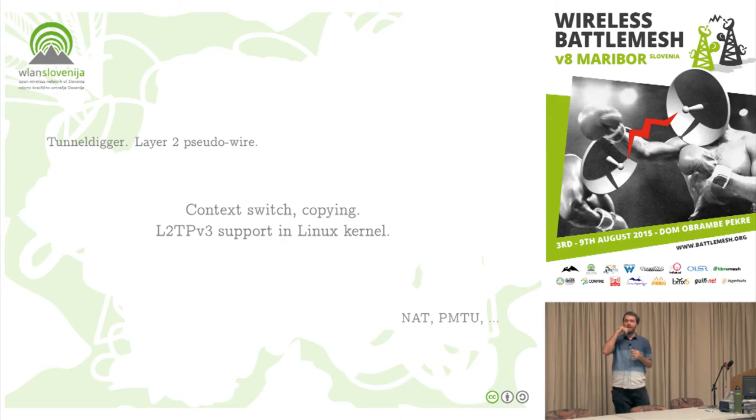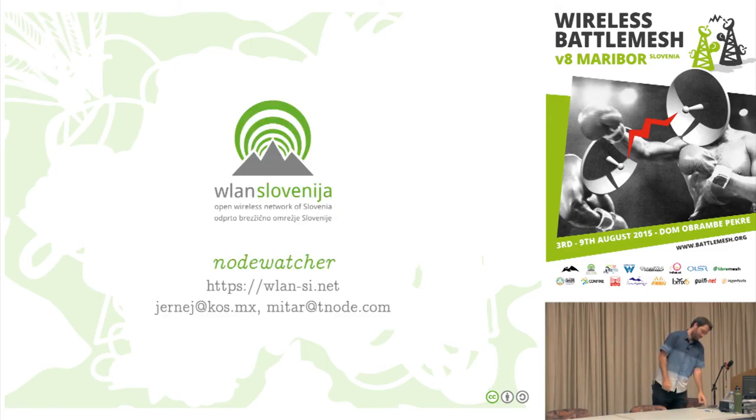For example, in our case, we use these links to create VPN links, and then we use routing protocols on top of this to determine how to route. Should we route over wireless, or should we route over the VPN link?